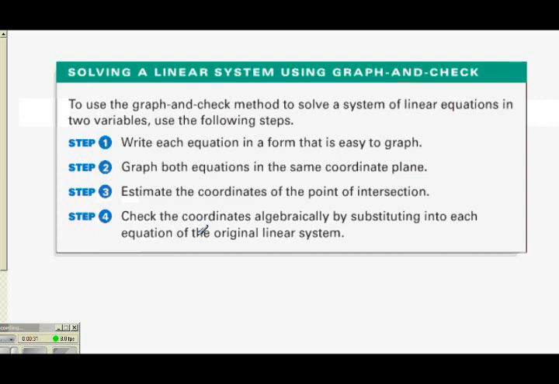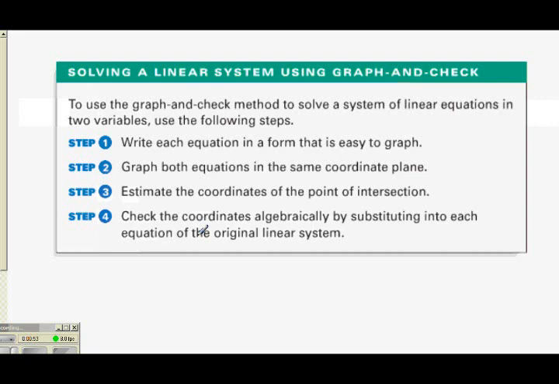The easy way to say that is just put the thing into slope-intercept form, which is your y equals mx plus b. Step 2, we're going to graph both equations on the same graph. We're hoping when we do this that we're going to get 2 lines that intersect. That is going to be our solution.